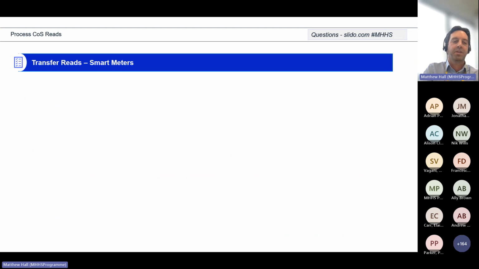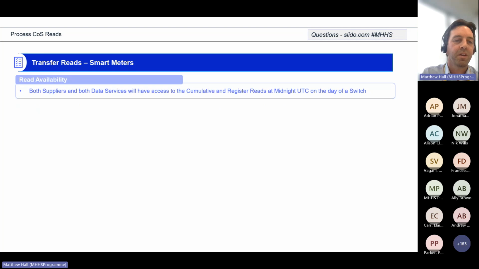Transfer reads for smart meters, and this is one of the areas that we've had to clarify through CR36, but actually hasn't changed from the baseline design that was agreed before. So I'm just going to step through each bit. But the first thing to note is that both suppliers and both data services will have access to the consumption and register reads at midnight UTC on the day of the switch.